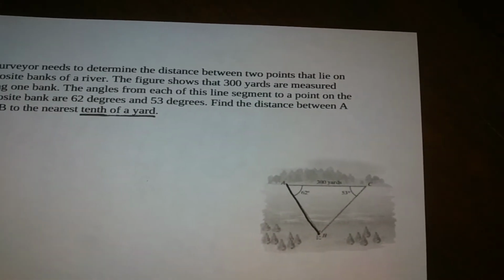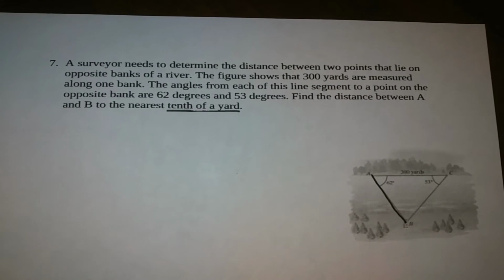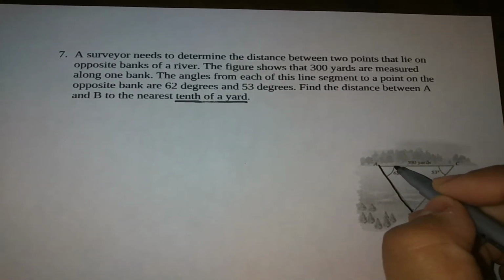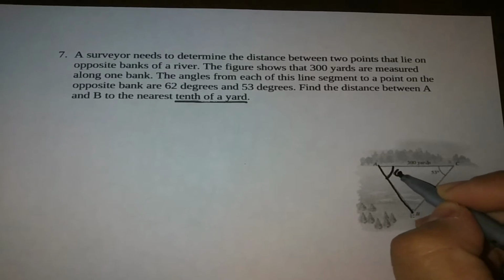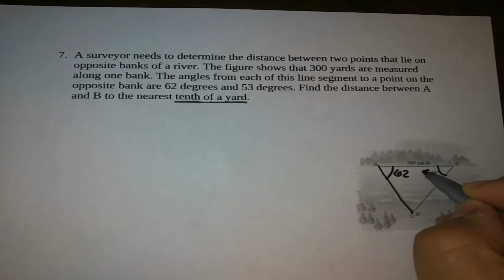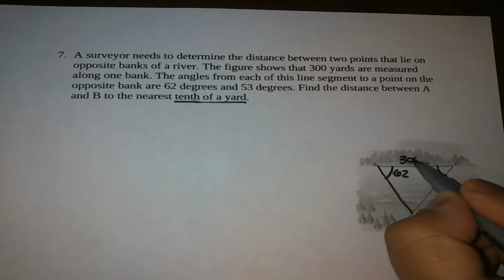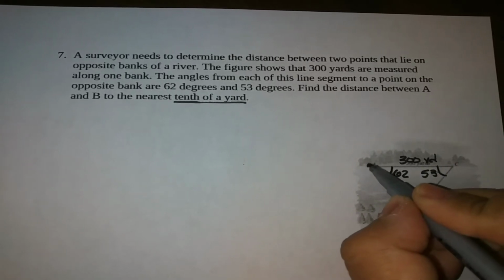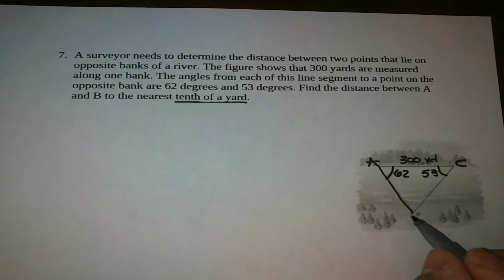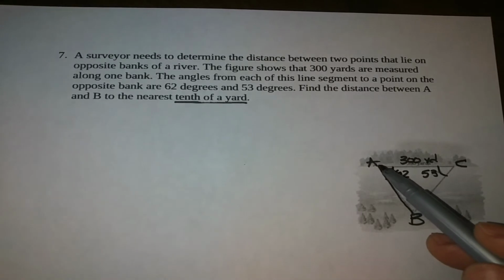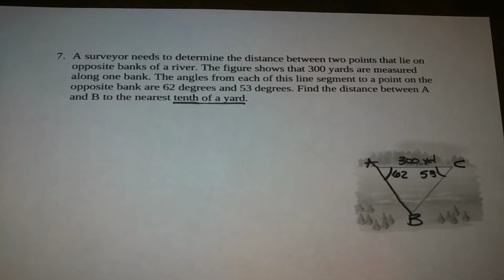Okay, so for this one, let me just make sure you can see it all. I'm going to go ahead and write the numbers a little bigger so that you can see them. And up here we have 300 yards. And this is A, C, and B. So it's wanting to find the distance from A to B.